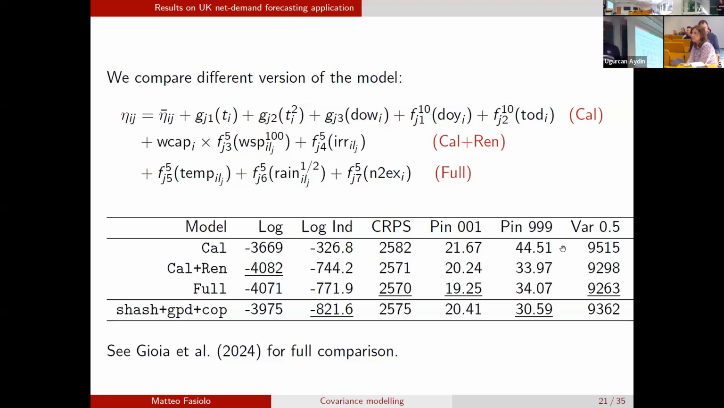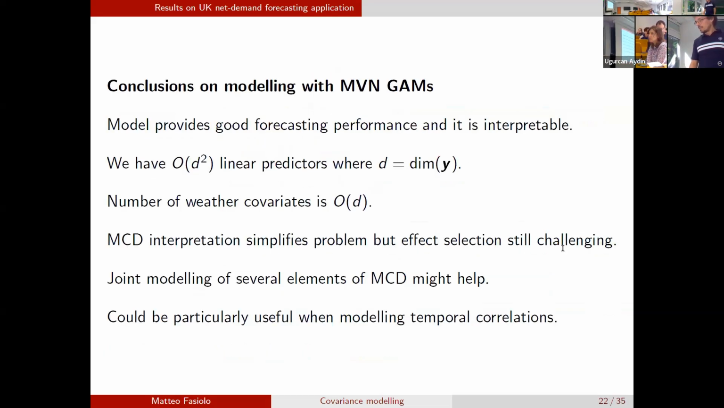Okay, so this is just one part of the comparison. Then in the paper there are more options we compare to. So to conclude on the application part, on the modeling part, I would say the model provides reasonably good forecasting performance, and it's interpretable.